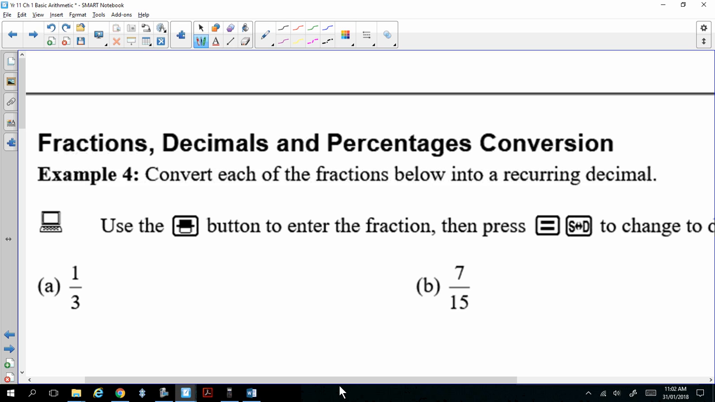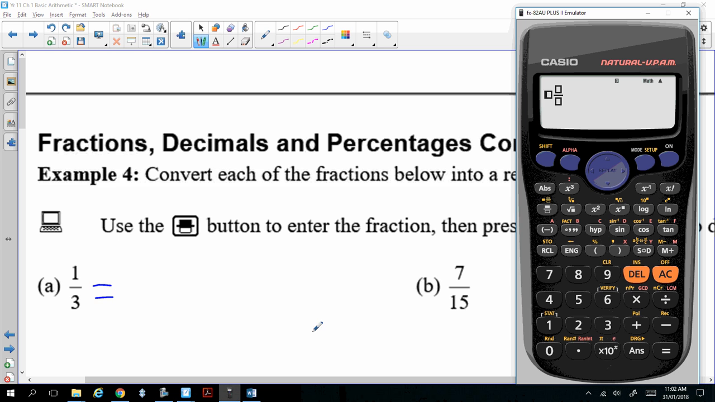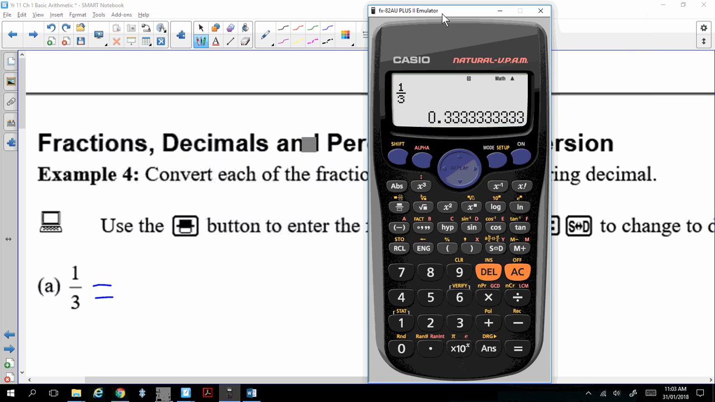Okay, so example 4, we're going to convert to recurring decimal. Now, for the HSC, you can use the calculator, so you don't need to know how to do it without calculator. So let's explore how to do this. You're going to press 1/3 first. Press equal. If I want it to be a decimal, just press the SD key, which I've drawn for you here. SD key. Gives you the recurring decimal.